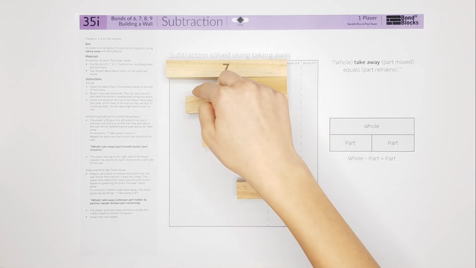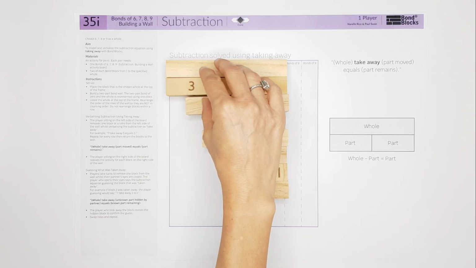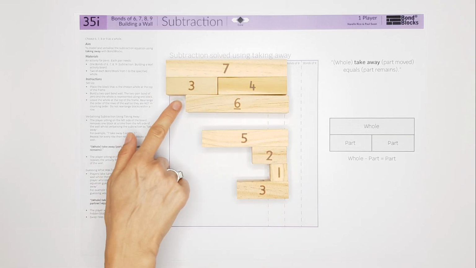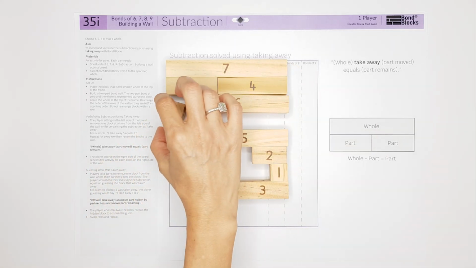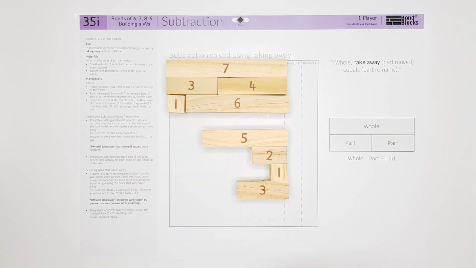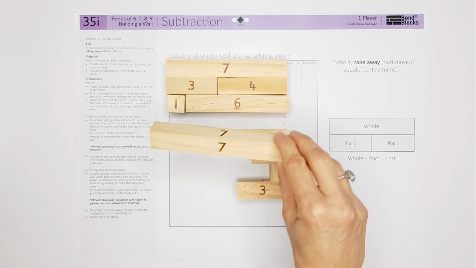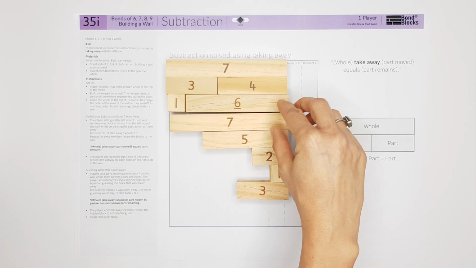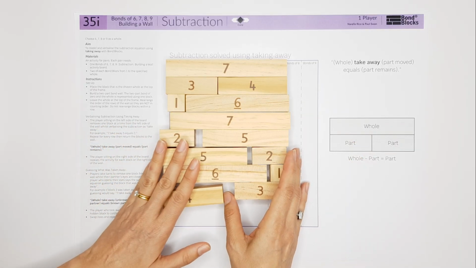7 take away 3 equals 4. Well done. And the next one? 7 take away 1 equals 6. Correct. And this one? 7 take away 7 equals 0. It does. And we would continue. Once we have finished, the whole wall would be returned.